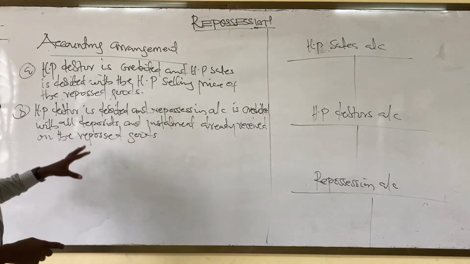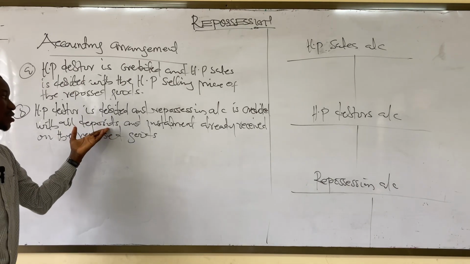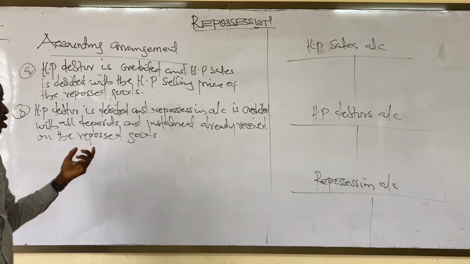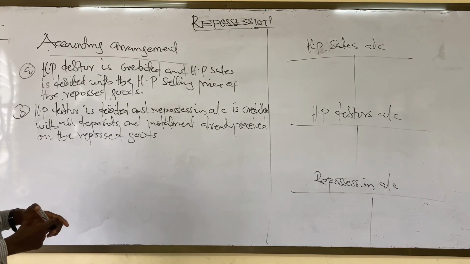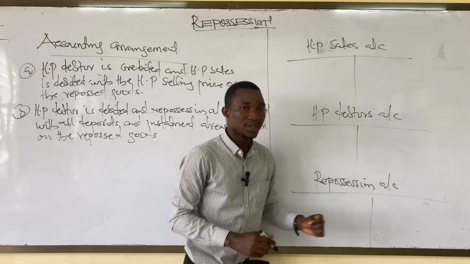Okay, so what we are saying is that when repossession occurs and there is a deposit and installment that has been already received in relation to the repossessed goods, what we do is that we debit the hire purchase debtor account and credit repossession account.